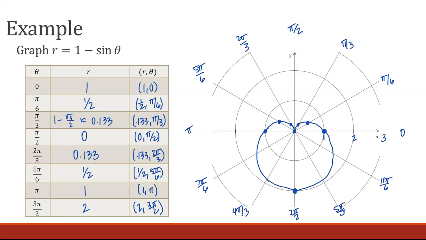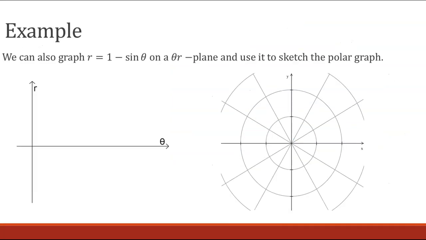So we can plot points just like we can with an equation in x and y. Now, if you found that option a little bit tedious, there is another way. So we are going to graph the equation r equals 1 minus sine theta on a theta r plane, and then we're going to use that to sketch the polar graph. So what do I mean by that?